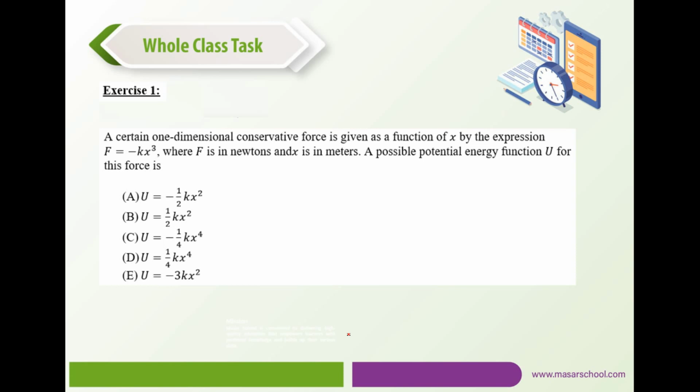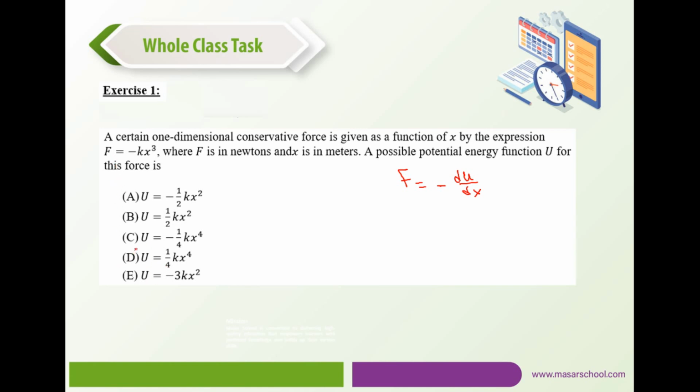A certain one-dimensional conservative force is given as a function of x by the expression F = -kx³, where F is in newtons and x is in meters. A possible potential energy function U for this force is, now we know that the force is related to the potential energy via a derivative with respect to the position. Now here, if we have F and we need to determine U, we need to do the integral, but an easier way to approach this problem is to check which of the following choices, whenever we derive it and multiply it by a minus sign, would give us the expression of F.